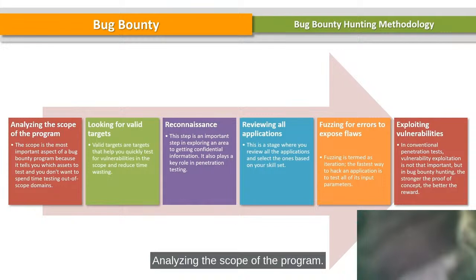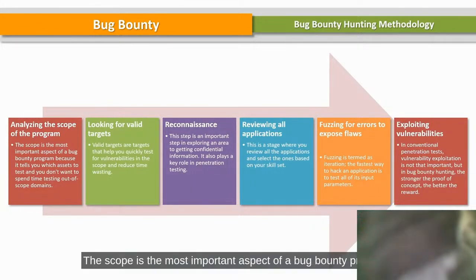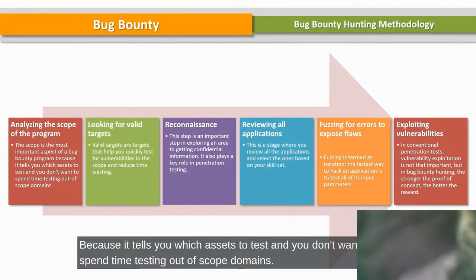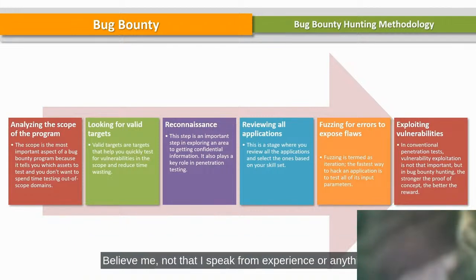Analyzing the scope of the program. And I'll tell you this for nothing. The scope is the most important aspect of a bug bounty program. Why? Because it tells you which assets to test, and you don't want to spend time testing out-of-scope domains, believe me. Not that I speak from experience or anything.